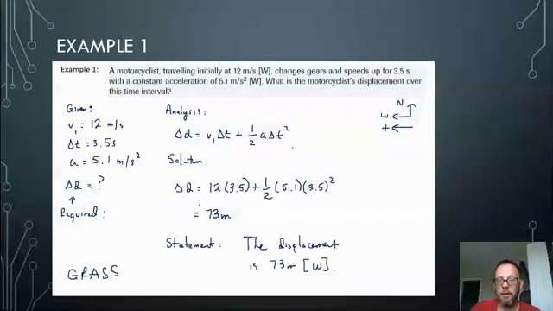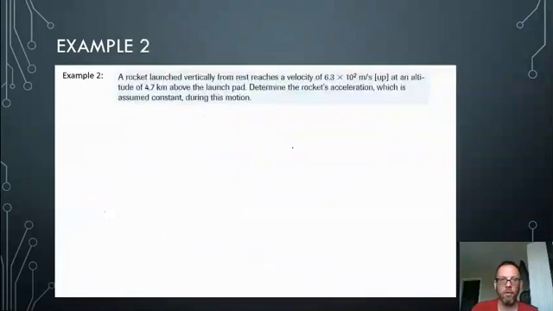So let's try another example. Maybe use a different Big Five equation. So here in this example, we're actually talking about a projectile, but one that's launched straight up, so launched vertically. So we have a rocket launched vertically from rest. I'm not going to write out given required here, but this is just how I generally like to do these problems. So from rest, that's a big clue that V1 is 0 meters per second. It reaches a final velocity of 6.3 times 10 to the 2, so 630 meters per second up.